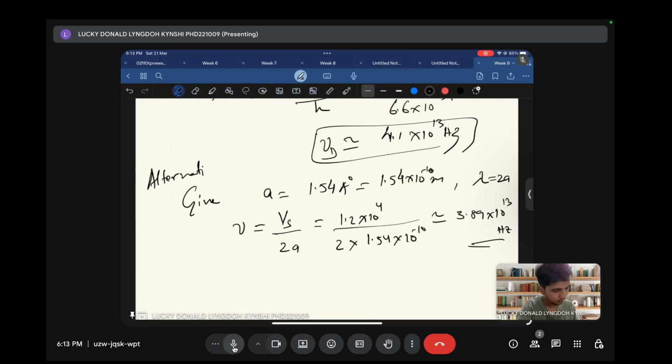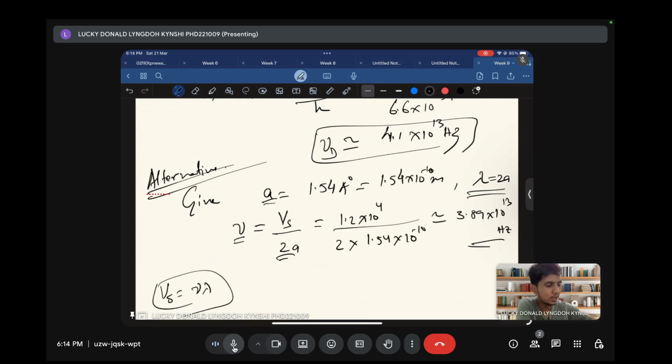Alternatively, it's also given to you that a is 1.54 angstrom, and you also use the condition that the frequency is simply the velocity of sound divided by lambda. So Vs is equal to mu lambda, and lambda is equal to 2a in this case. So for the frequency, you already know Vs from the first sections, divided by 2a. From there you can easily calculate your frequency.